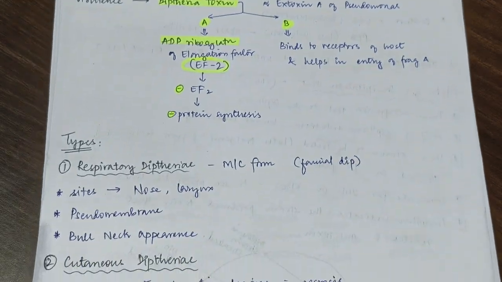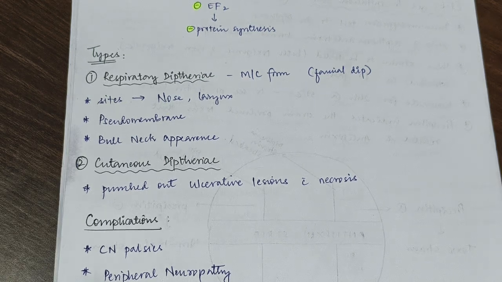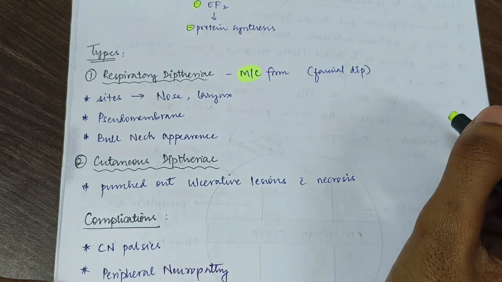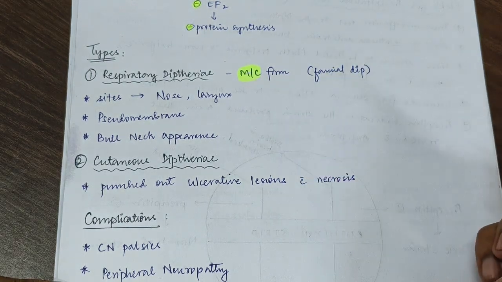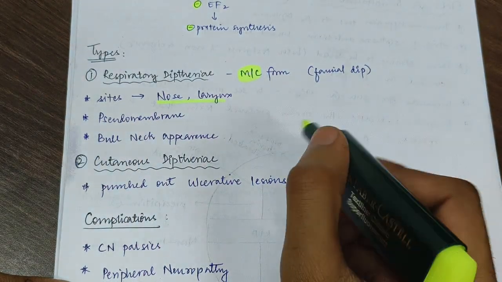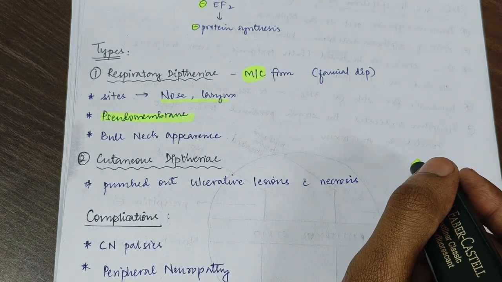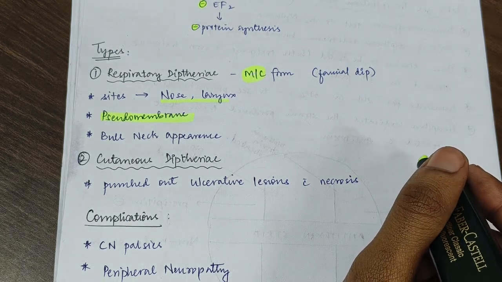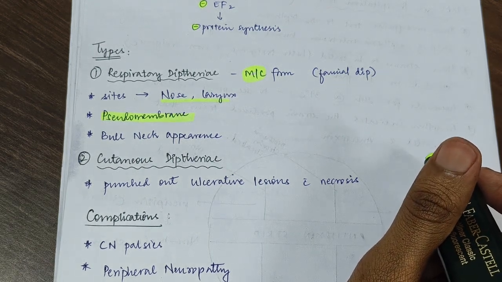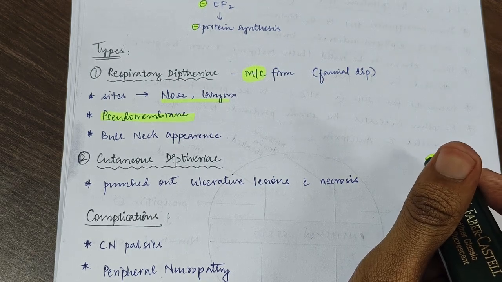Coming to the types of diphtheria, respiratory diphtheria and cutaneous diphtheria are the most commonly encountered types. Respiratory diphtheria is the most common variety, also called faucial diphtheria. Here the sites are basically the nose and larynx. You're going to see a pseudomembrane which doesn't peel off easily, and it bleeds on peeling. The swelling in the neck will look like a bull, so it is called bull neck appearance.